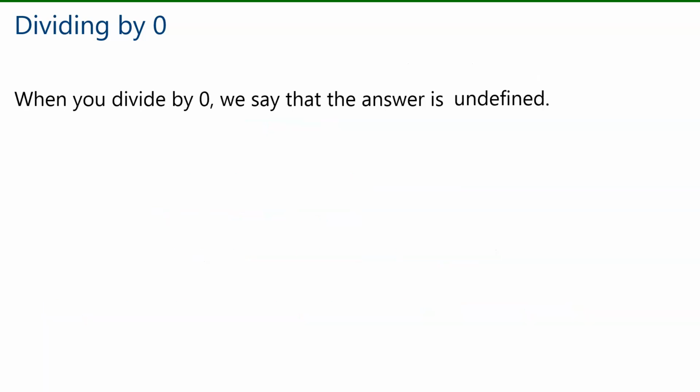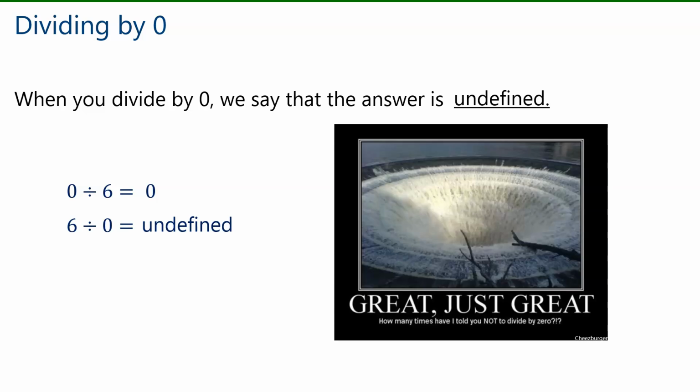So now when you divide by 0, make sure you don't say that the answer is 0 like some people may think. You can say that the answer is undefined. Now I just want to explain the difference between dividing by 0 and 0 divided by a number. If you had 0 divided by 6, that is actually 0, whereas 6 divided by 0, that is undefined. So note the difference here. Note that dividing by 0 is the problem. So now when you see something like this, you'll understand.